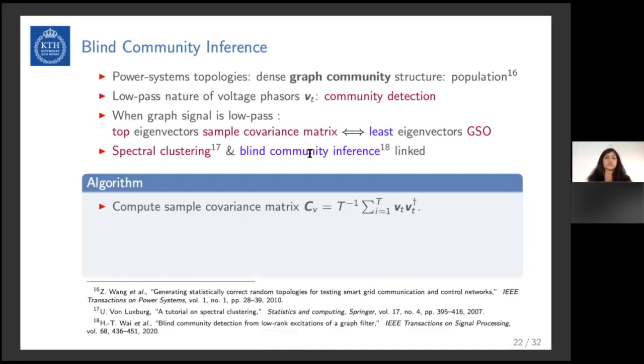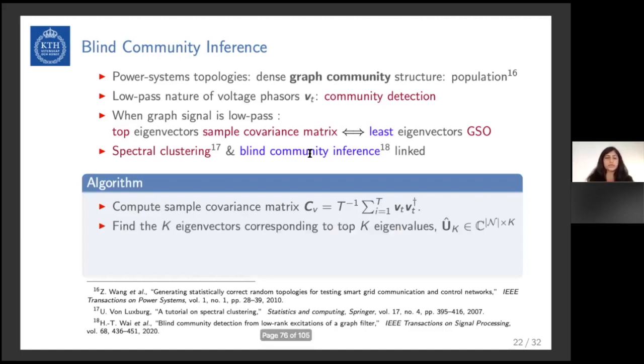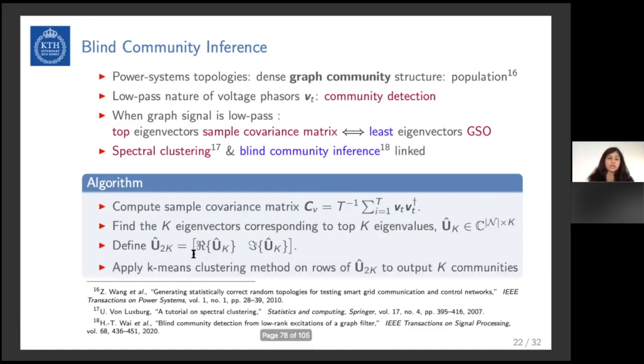You first compute a sample covariance matrix using these voltage phasors. Then you find k eigenvectors corresponding to the top k eigenvalues of this sample covariance matrix, and I denote them as u hat k. And then, since this is made of both real and imaginary parts, you just take them apart, and then you apply k-means clustering on the rows of this new matrix, and you are then going to get the community identification of each of the nodes in the network.